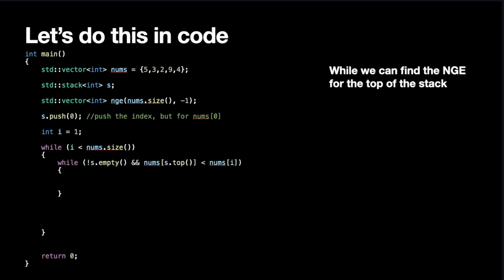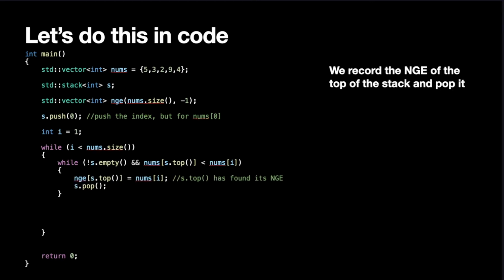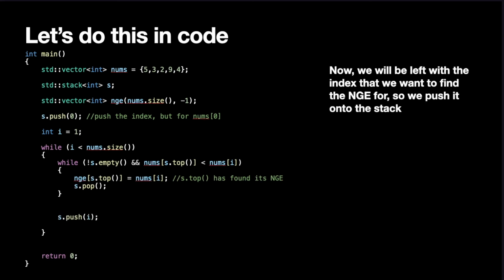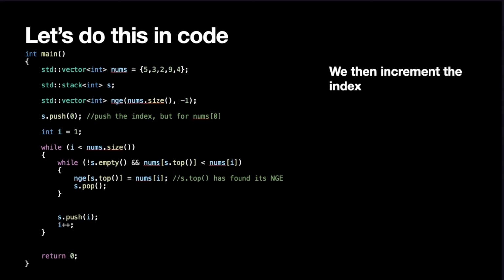So in this while loop, as long as we can find the next greater element for the top of the stack, we record the next greater element for the top of the stack, and then pop the stack. Now we will be left with the index that we want to find the next greater element for, so we push it onto the stack. We then increment the index.